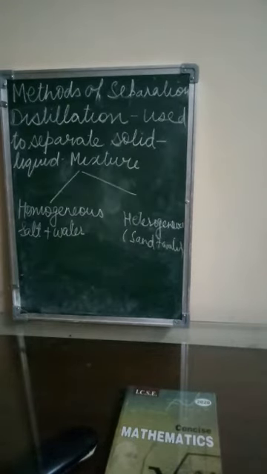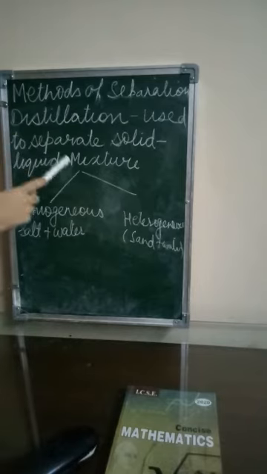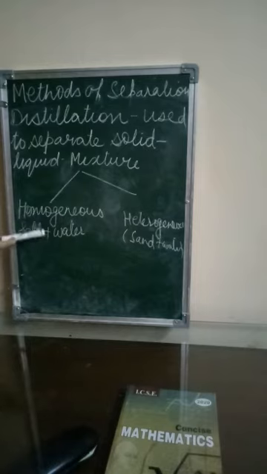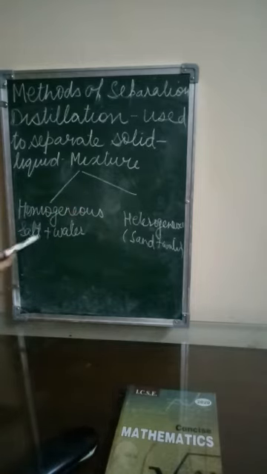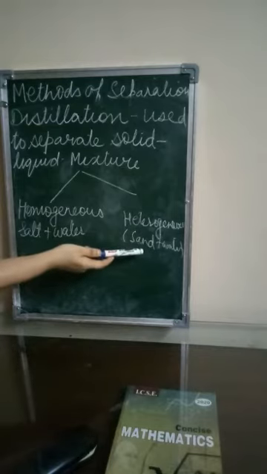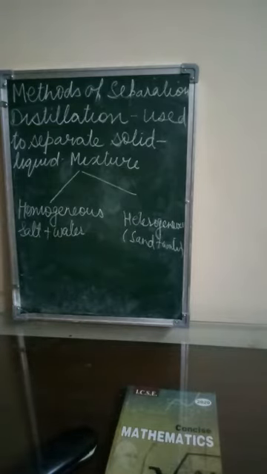Boys, by the distillation method, we can separate solid-liquid mixtures. Now this solid-liquid mixture can be homogeneous or heterogeneous. Homogeneous means a mixture of salt and water, and a heterogeneous example is sand and water. Now boys, in order to understand the distillation method, we will take a mixture, maybe homogeneous or heterogeneous. The mixture is boiled in a distillation flask.